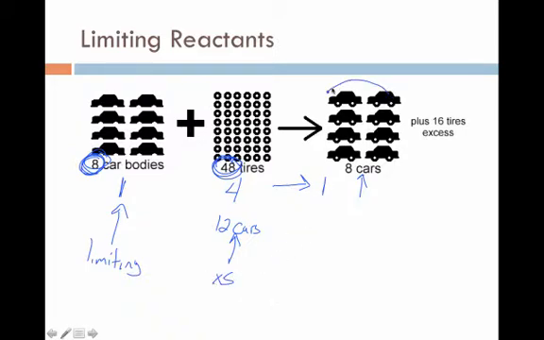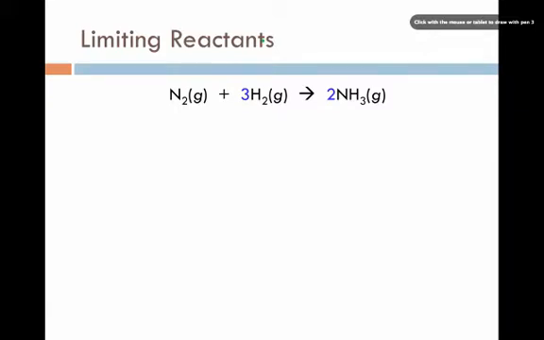This is the amount of product that we're actually able to produce, and this product is predicted solely by the number of car bodies we have, not by the number of tires. And again, what we were able to do here is identify what the limiting reactant is, and then use that limiting reactant in order to predict the amount of product. This is a very simple example, but the idea is going to be the same when we go about doing this with chemistry stuff. Now let's take a look at the same idea, but now with a chemical reaction as opposed to the analogy with cars.